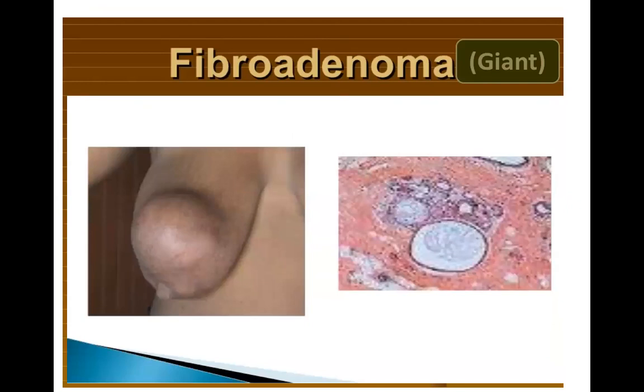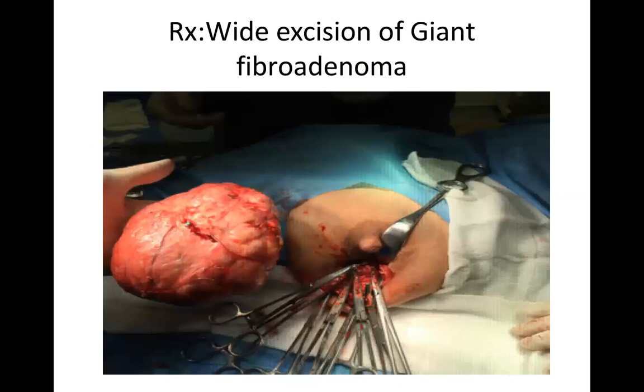This picture shows how a giant fibroadenoma can result in breast asymmetry or distortion of the shape of the breast by bulging out from the rest of the breast. It becomes quite prominent because of its bigger size. So treatment of giant fibroadenoma is wide excision of giant fibroadenoma. That is, you try to remain outside the capsule and also excise a rim of the normal tissue around that.